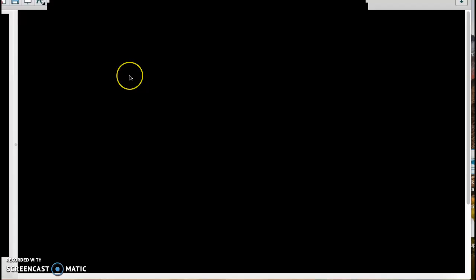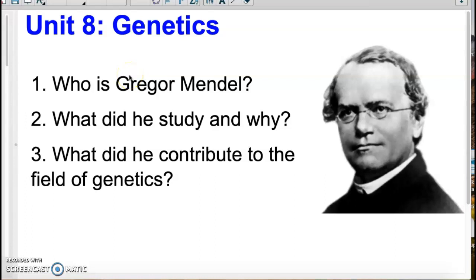So anyways, looking at Gregor Mendel, who was he? He was a monk in Austria who studied peas. And he studied pea plants because they were easy to grow. You could get quick results. You were able to see a lot of offspring very quickly.